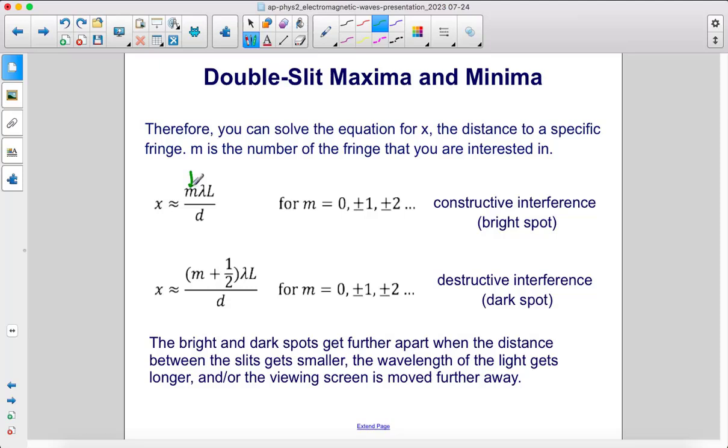And remember, you're going to use this version of the equation for bright spots, this version for dark spots, right? If you have m plus 1/2, that's where you're going to get the destructive interference. The bright and dark spots get further apart when the distance between the slits gets smaller. So if this distance gets smaller, the distance to the fringes increases, right? Those are inversely proportional. If the wavelength of the light gets longer, then the distance between the fringes will also increase. And if you move the viewing screen farther away, the distance between the fringes will also increase.